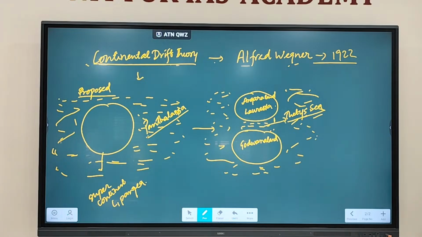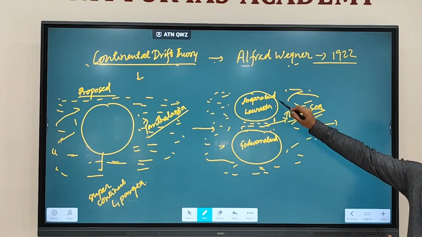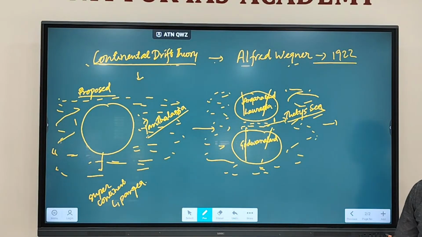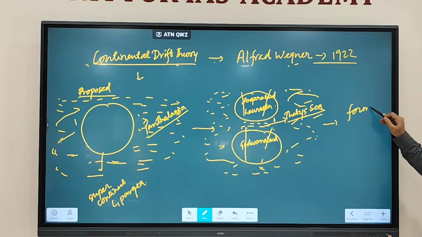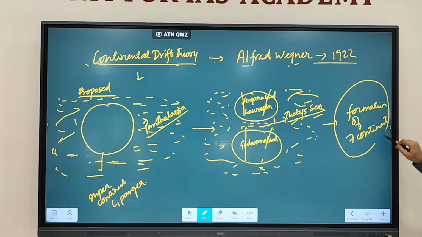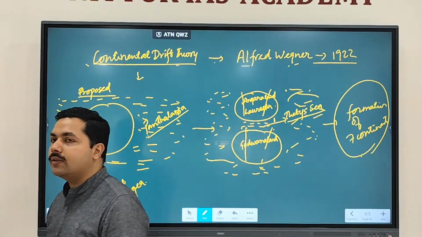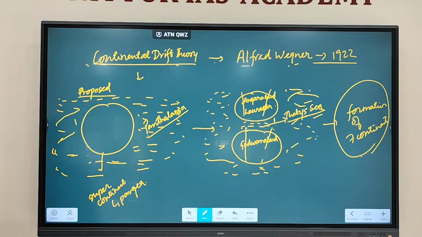Later on, he says that this Angara land broke down further and Gondwana land broke down further, leading to the formation of the current 7 continents. Clear? This is the theory that was proposed by Alfred Wegener in 1922. Clear?